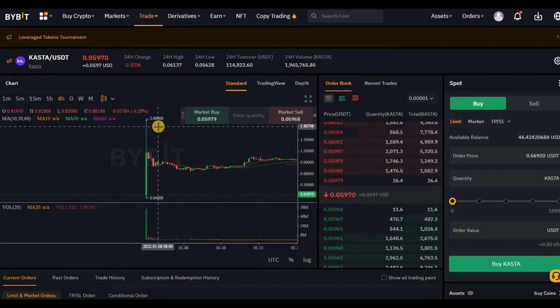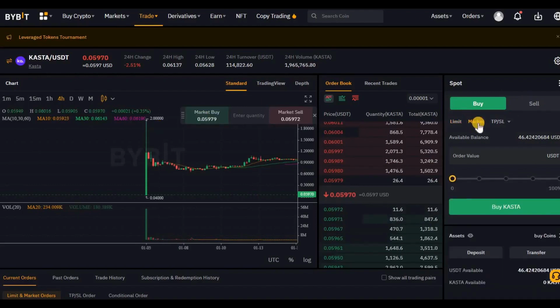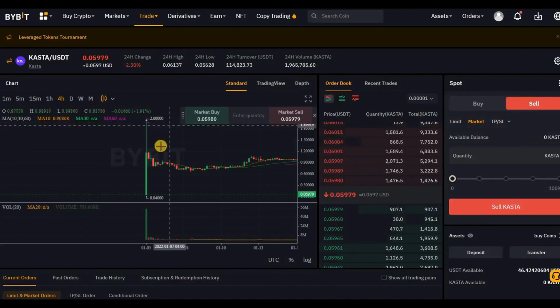You have to be ready to sell at market price. So make sure you select market price when you want to sell your newly listed token on the ByBit exchange, and you click on the sell section. So this is basically how to buy at this very low price and sell at a much greater price in a short period of time. This right here is what is called a sniper strategy when trading.